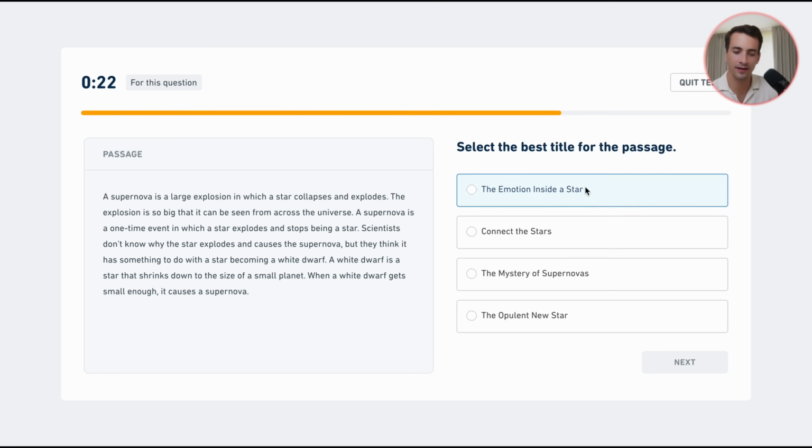And then finally, you'll be asked to identify the best title for the passage. So the emotion inside a star, no. Connect the stars, no. The mystery of supernovas, yes. The opulent new star, no. All right, so the mystery of supernovas is really the only one that captures what the passage was about. It was all about supernovas.